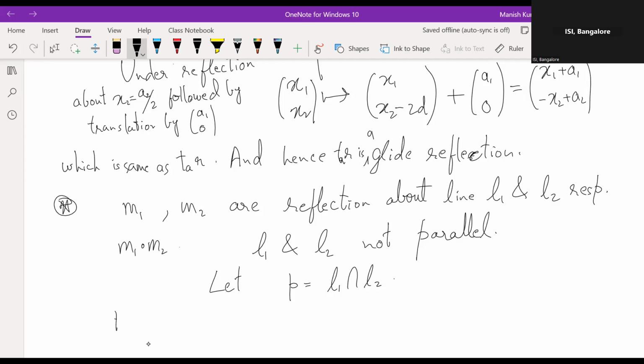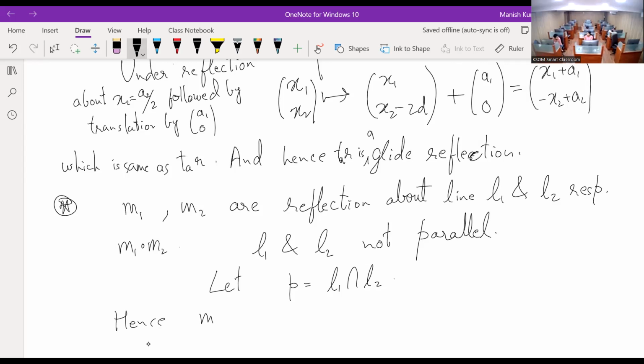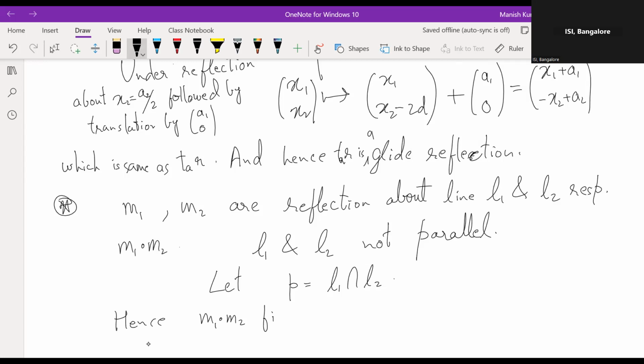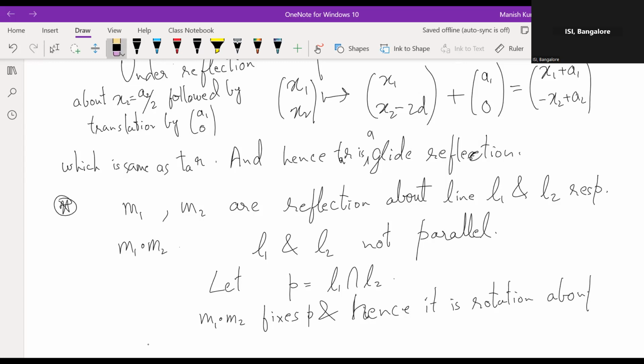Hence M1 composed M2 fixes P, and hence it is a rotation about P. This is what we saw last time: any orientation preserving isometry which fixes a point has to be a rotation.